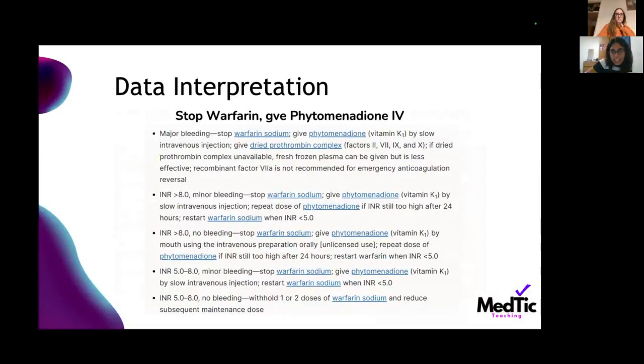So I've screenshotted what it says on the treatment summary, and this INR guidance is under the treatment summary for oral anticoagulation. The INR is raised, it's above 8, it's 8.3, and there's some minor bleeding. What it says in the BNF is that in this scenario, you would stop warfarin and give vitamin K by slow IV injection. And if the INR is still too high after 24 hours, restart the warfarin when the INR is below 5. So there is your answer.